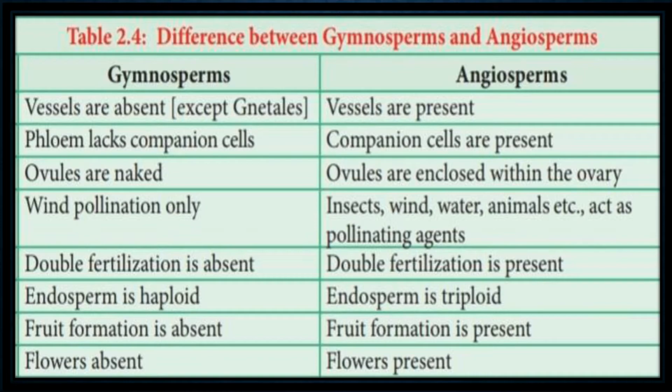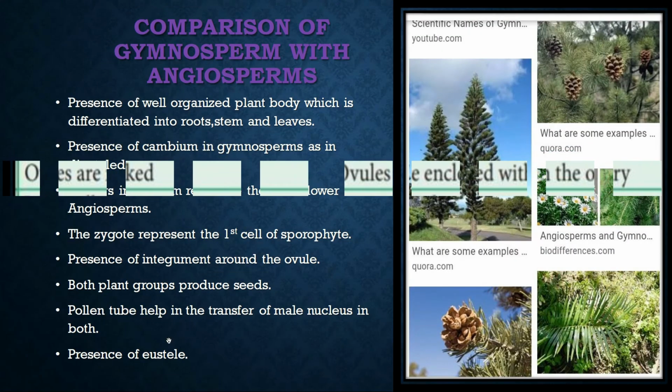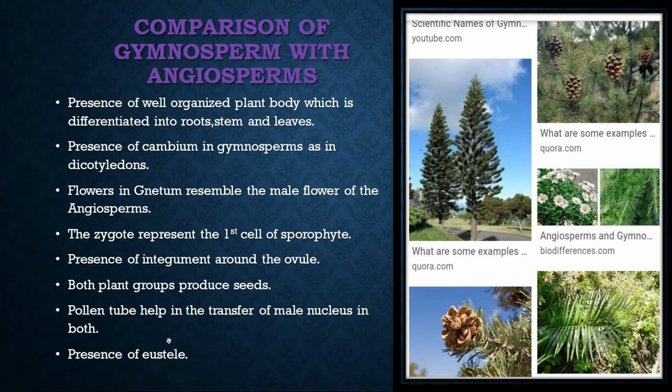Gymnosperm endosperm is haploid. Angiosperm endosperm is triploid. In gymnosperms, there is no fruit formation. Fruit formation is present in angiosperms. Gymnosperms do not bear flowers. Flowers are present in angiosperms. Now let us see the similarities of gymnosperms and angiosperms.